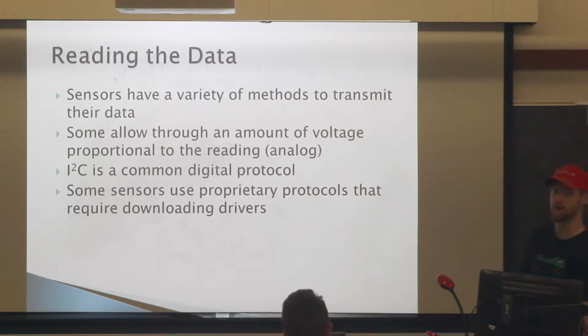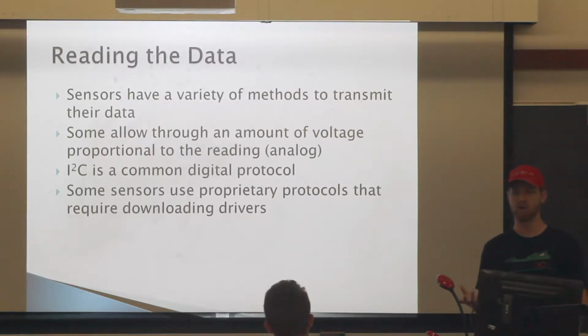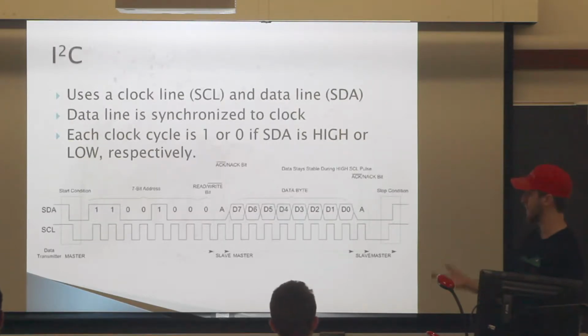Now, how do you read the data? Well, sensors have a variety of methods to transmit the data. Some just allow an amount of voltage through proportional to their reading. This is kind of an analog way of doing it. And I2C is a common protocol, I'll talk about it in a second. And some sensors use a proprietary protocol that you have to download their drivers for. So I2C, that's the main one. So you have two lines.